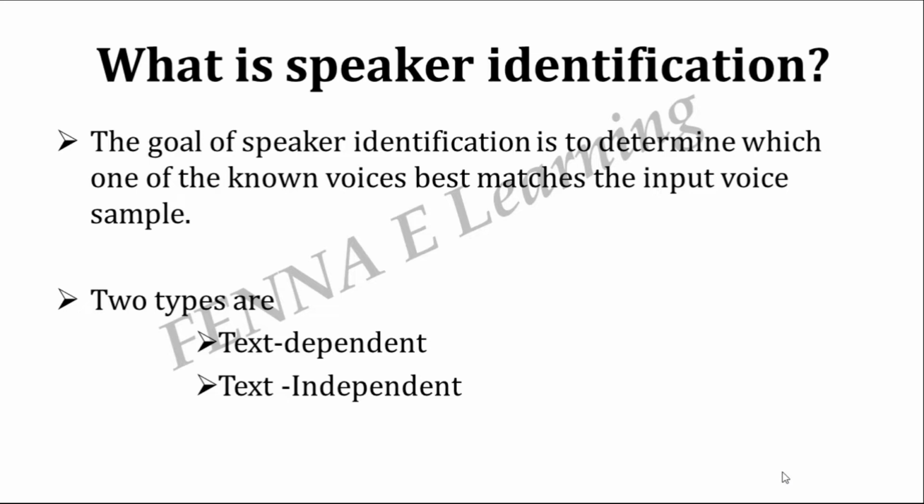There are two types of speaker identification system. First one is text dependent, another one is text independent. In text dependent system, we have to identify the set of words used for verification. For example, if we set the password for our laptop as Dell, then the same word Dell has to be recognized by the system. But in text independent system, we have to verify the voice of the person without the constraints of the speech content.